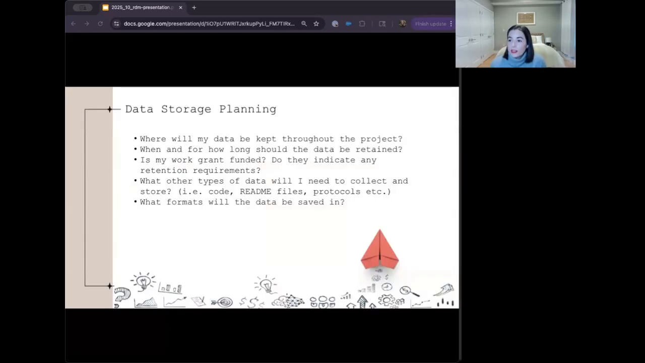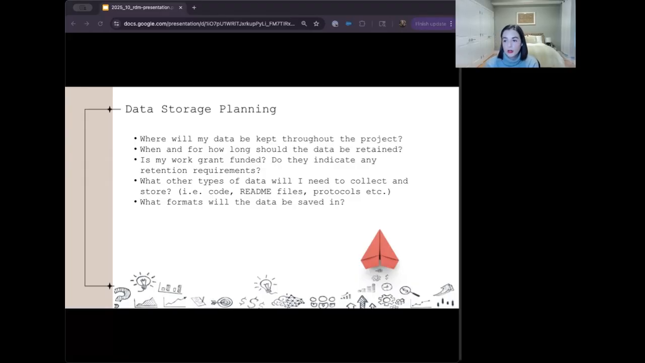Similar to the creation of a data management plan at the start of your project, it is helpful to create a data storage plan as well that can outline how you are expecting to store and organize your data throughout the project. To help get you started, I've developed some questions that you can ask yourself related to data storage that could be noted in your data storage plan. Where will my data be kept throughout the project? When and for how long should that data be retained?